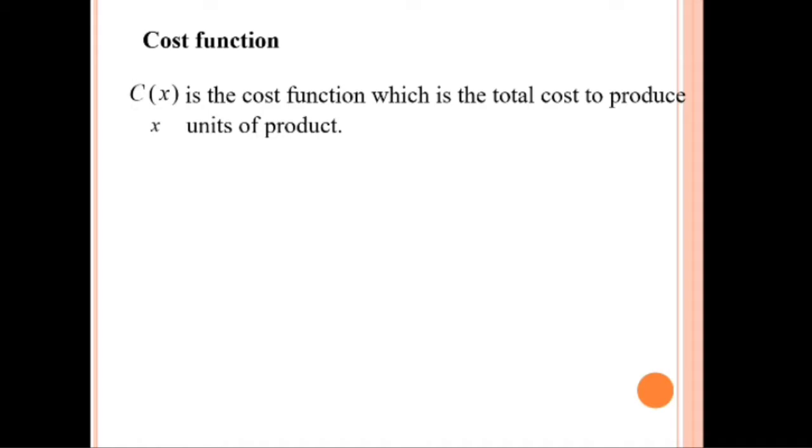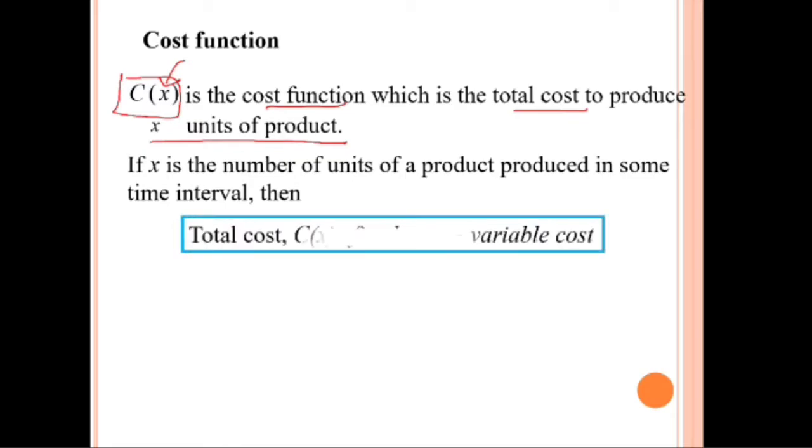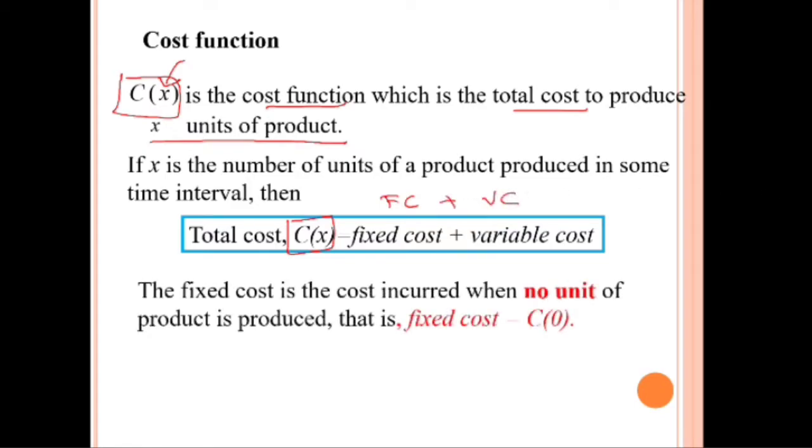A cost function, labeled as C(x), is the total cost to produce x units of products. So this x in the bracket refers to how many units we are producing. If x is the number of units of a product produced in some time interval, then the total cost C(x) is given by this formula: fixed cost plus variable cost. Fixed cost is the cost incurred when no units of product are produced, that is, when x is 0.